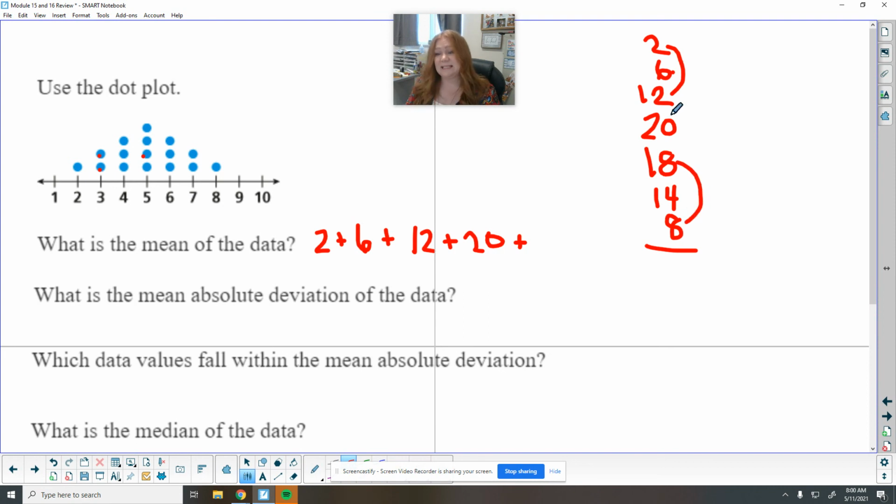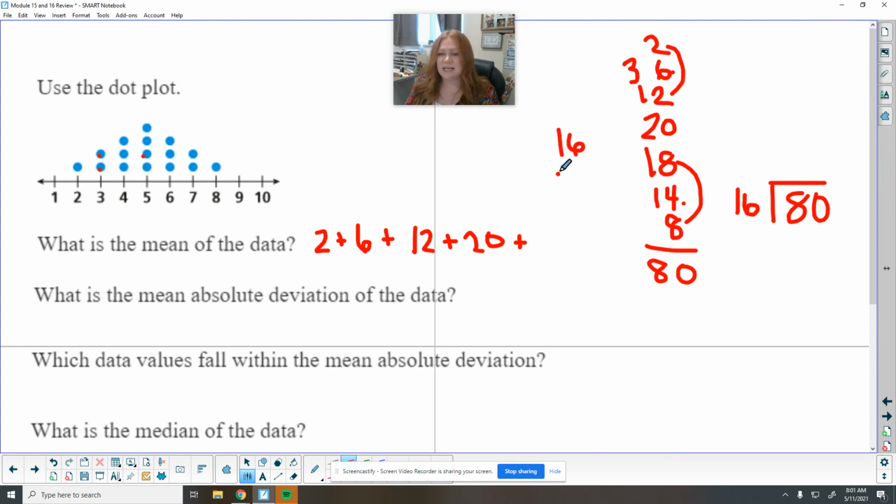8 and 8 is 16. So 26 plus 4 is 30. We've got 3, 4, 5, 6, 7, 8. Now we've got to divide by all of the dots, which is 1, 2, 3, 4, 5, 6, 7, 8, 9, 10, 11, 12, 13, 14, 15, 16 dots.